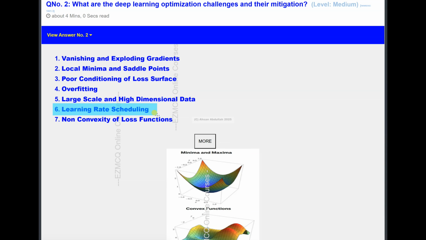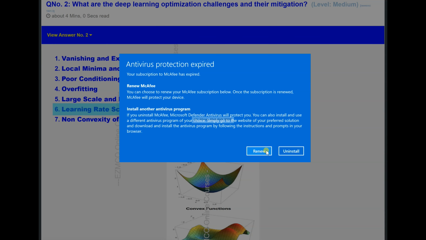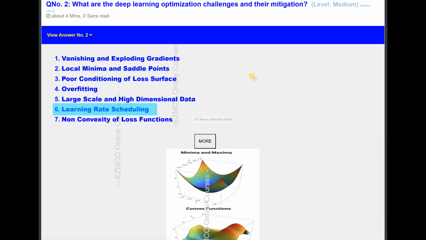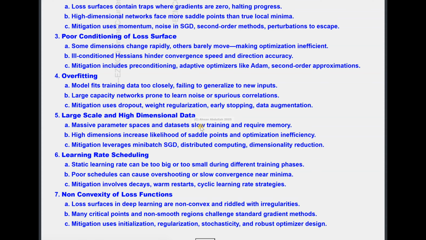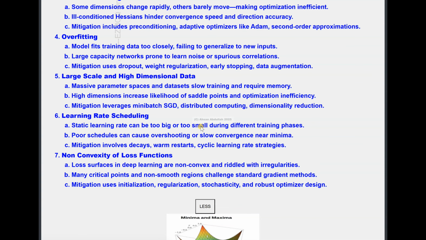Now what is meant by learning rate scheduling? So let me show you more details. Okay. So we were at learning rate scheduling.